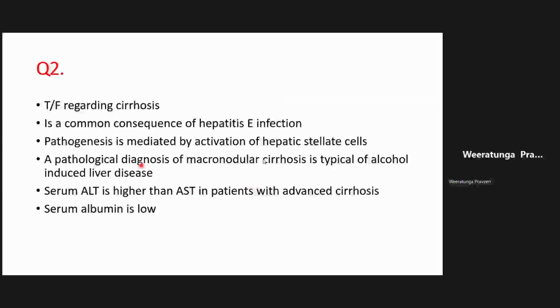So macronodular cirrhosis is typical of alcohol? No. Typical alcohol is micronodular cirrhosis, but remember in late stages you can have macronodules also, but typical is micronodular cirrhosis. So 3 is false.